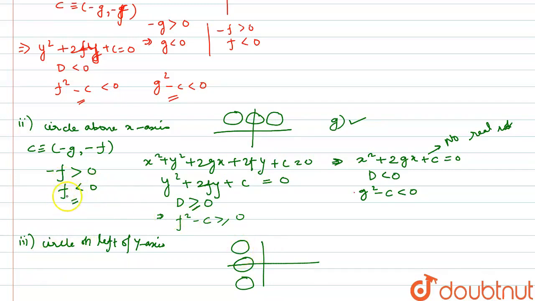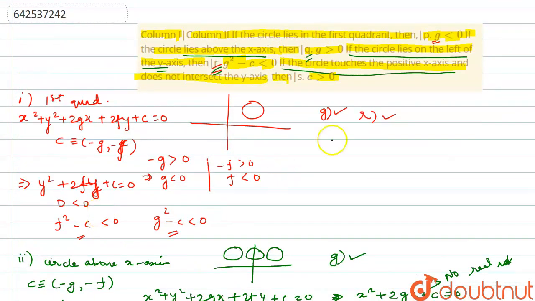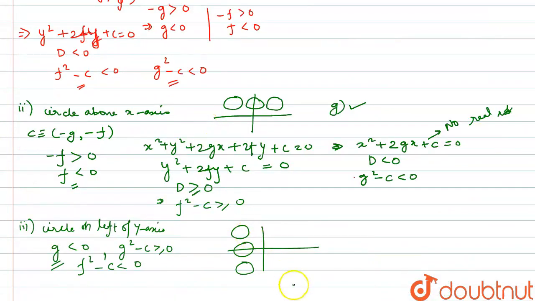Like there we had f less than 0, so here we will have g less than 0. There we had f square minus c greater than 0, so here we will have g square minus c greater than or equal to 0, and there g square minus c less than 0, so here f square minus c less than 0. So these will be the conditions for this case. Hence, if we check the options, only one option is correct, that is g less than 0. So g less than 0, P, is correct for this statement. Therefore, the correct match will be P.